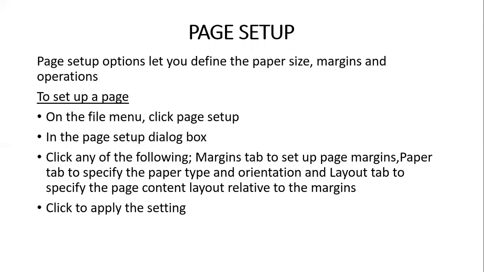Page setup. Page setup options let you define the page size, margins, and the orientation. Now to set up a page, simply on the file menu, click page setup. In the page setup dialog box, click any of the following: the margins tab to set up the page margins, the paper tab to specify the page type and the orientation, and the layout tab to specify the page content layout relative to the margins. Then click OK to apply the setting.